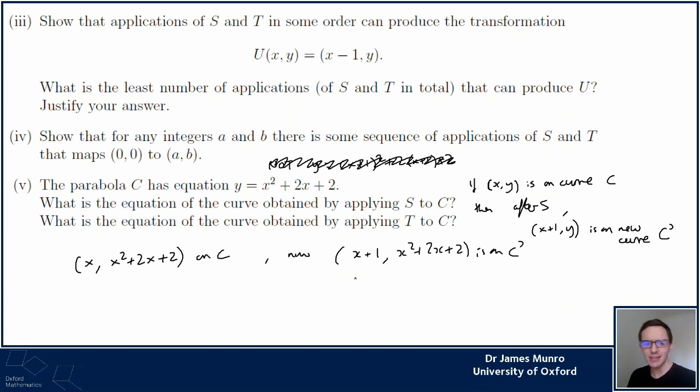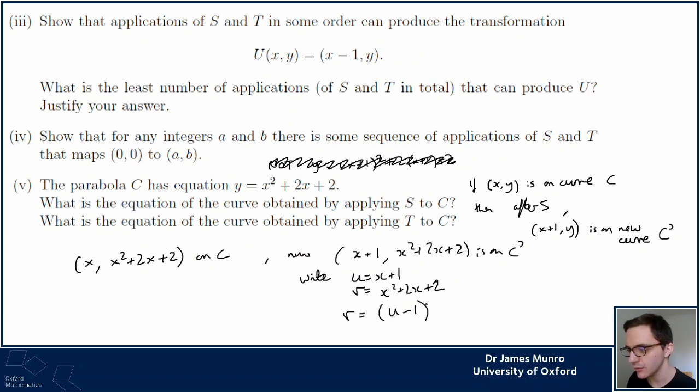I think the best way to do this is to give these things new names. I could go x prime and y prime for my prime world after transformation coordinates, but that might be a little confusing. I'm going to go with u and v instead. So if I write u is x plus 1, and v is x squared plus 2x plus 2, I want to find an equation relating u and v, so I'm going to substitute in. Do you see this?